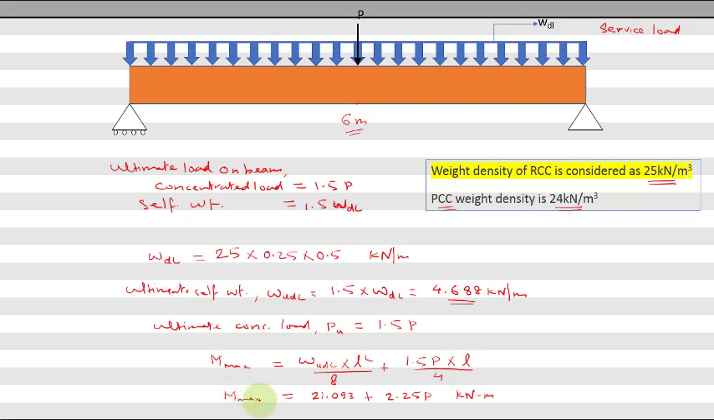As I said, this maximum moment has to be equated with the ultimate moment capacity of the beam. So the next step is to compute ultimate moment capacity of the beam. Now to compute ultimate moment capacity of the beam, what do we have to do? We have to compute neutral axis depth.